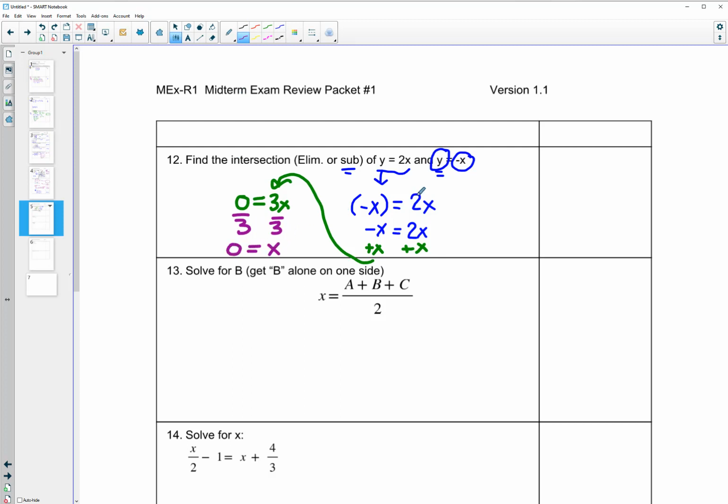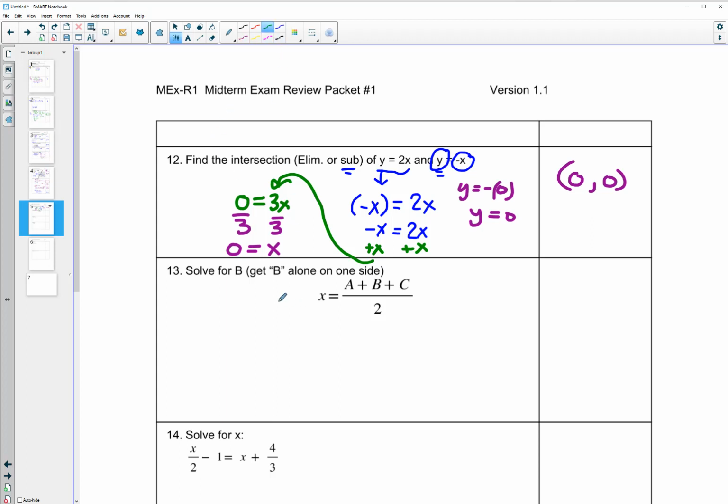Okay? If x equals 0 and y equals negative x, it's a pretty easy call, right? It's just going to be negative 0, parentheses, of course. So y equals 0 also. So the point of intersection is the origin, 0, 0. And if you were to graph these two lines, you'll see that they meet at the origin.